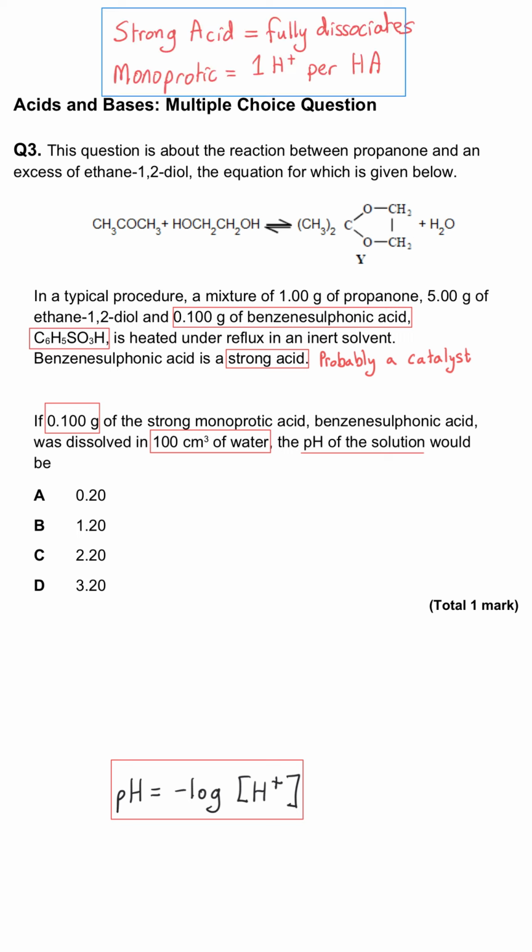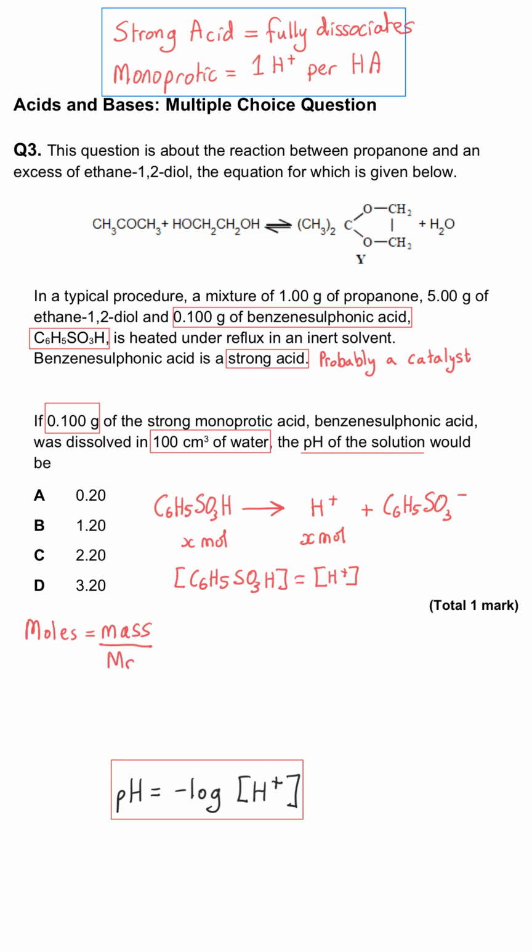So a strong acid means it will fully dissociate. So this benzene sulfonic acid will dissociate into these 2 ions, and it's monoprotic, which means that the moles of the benzene sulfonic acid will be equal to the moles of the hydrogen ions that are produced. So it'll be 1-to-1. And so what we have to do is we have to work out the moles of the benzene sulfonic acid by doing mass over MR, and this will give us the moles present in 0.1 grams, and then we have to divide that by the volume to get a concentration of benzene sulfonic acid.